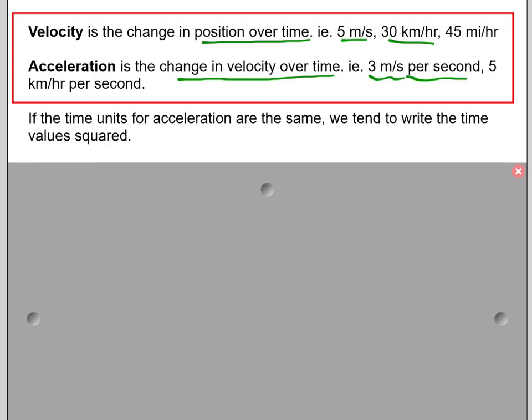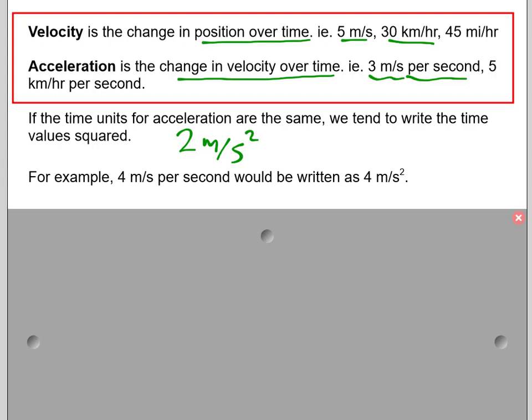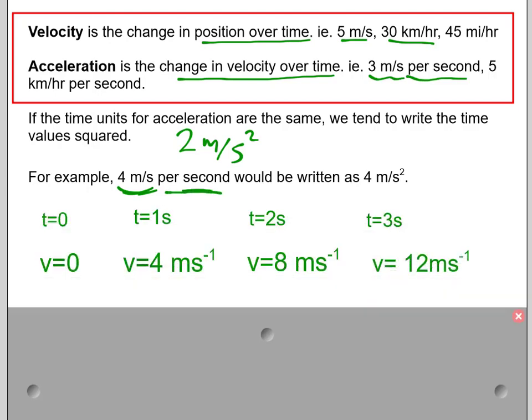If the time units for acceleration are the same, we tend to write the time values squared. So you might see something like this. Okay, so 2 meters per second squared. What that means is you're changing something like this, 4 meters per second per second. Okay, and again, sometimes it's easier to write that one to understand what's going on while we're learning. And this is what it would look like.